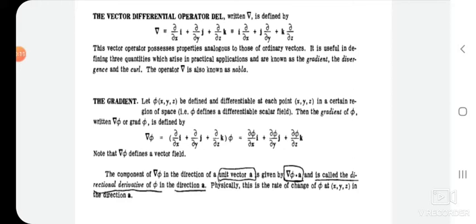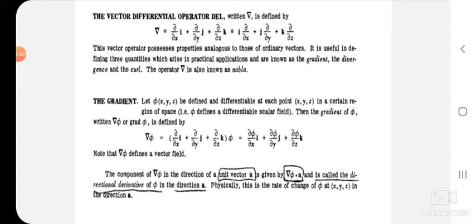In the last lecture we discussed the scalar triple product, the vector triple product, and their numerical problems. Today we are going to extend that topic and discuss the vector differential operators, that is the del operator, the gradient, and curl, these three different phenomena of vector analysis.